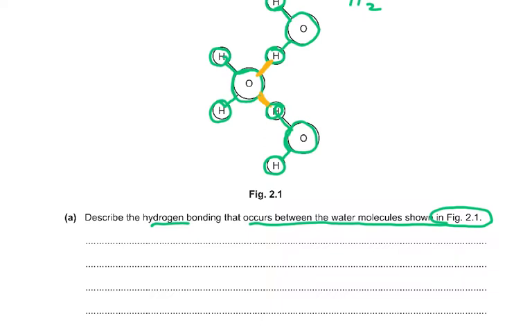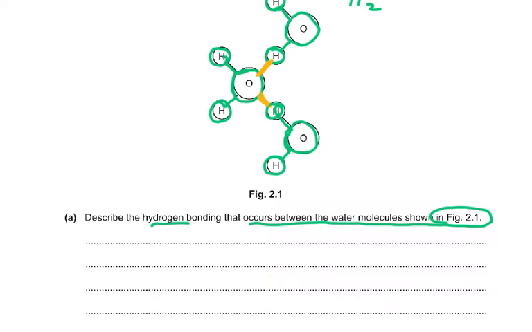Then between oxygen atoms of one water molecule and hydrogen of another. Then water is dipolar. If you give a little more detail, oxygen has a small negative charge and hydrogen has a small positive charge. Dipole means that electrons are not shared equally between oxygen and hydrogen.